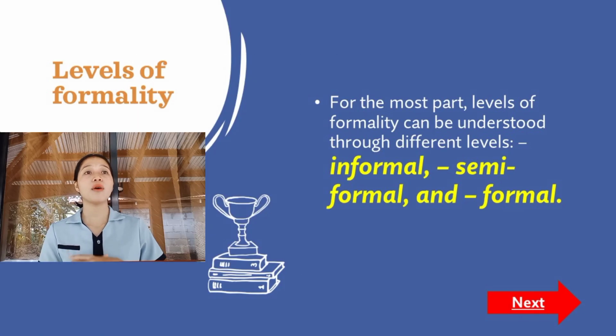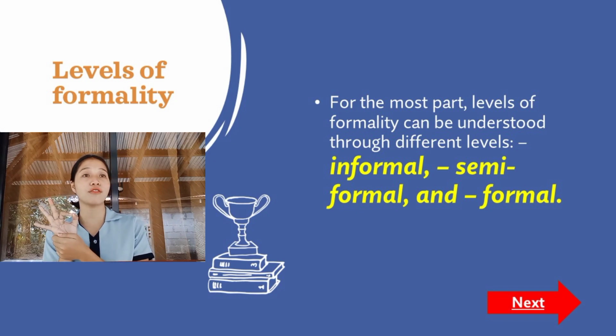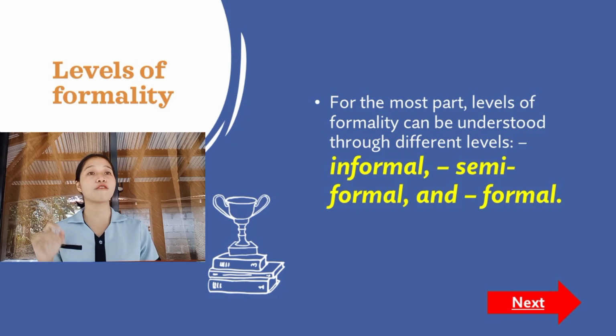So, what are the different kinds of levels of formality? For the most part, levels of formality can be understood through different levels. So, there are three levels of formality, which are informal, semi-formal, and formal. Those are the three different levels of formality.